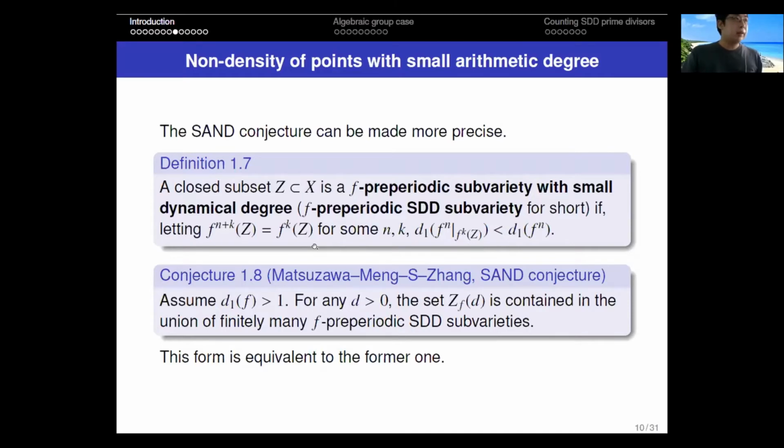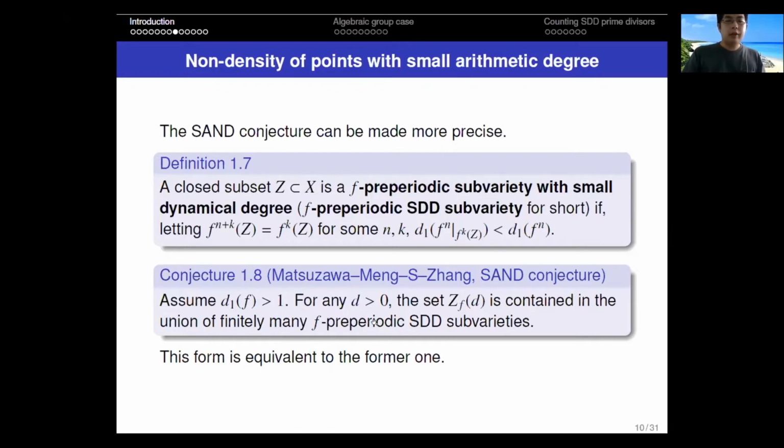And then the SNND conjecture can be written in the following form. Assume d_1(f) is larger than 1 and take any positive number d. Then the set Z_f(d) is contained in the union of finitely many periodic SDD subvarieties.